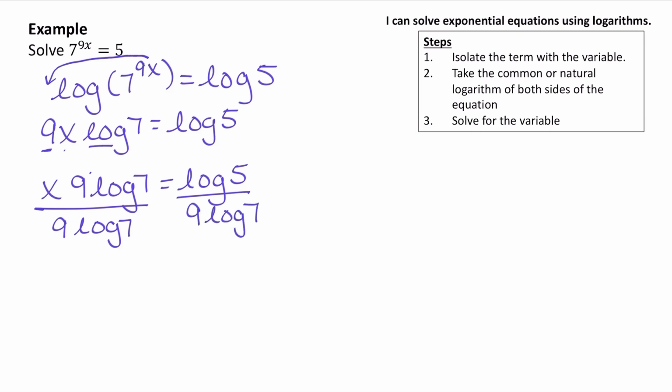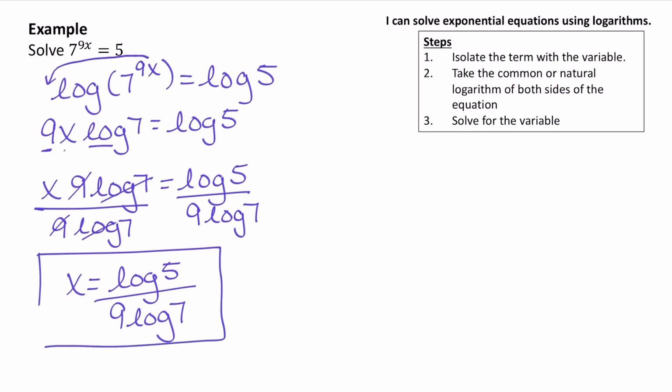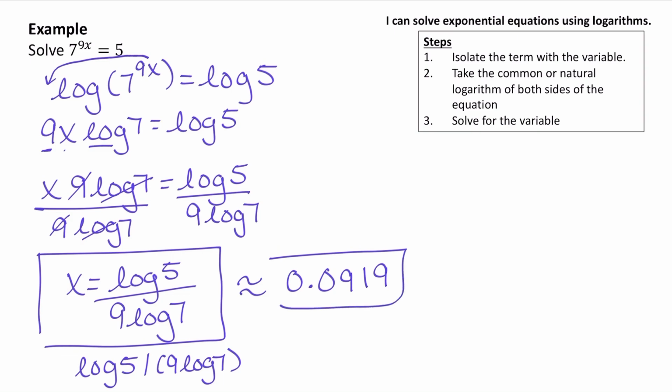So when I do that on the left side, all of this will cancel. And I have x equals the log of 5 divided by 9 log 7. Okay, so that is my exact solution. If I want to, I can approximate it using my calculator. I'm going to do log 5 and then hit enter. But then the 9 log 7, you want to make sure and put that in parentheses. So log 5 divided by parentheses 9 log 7. And then I'm going to round to 4 decimal places. So that's going to be 0.0919. Okay, so that is the approximate solution.